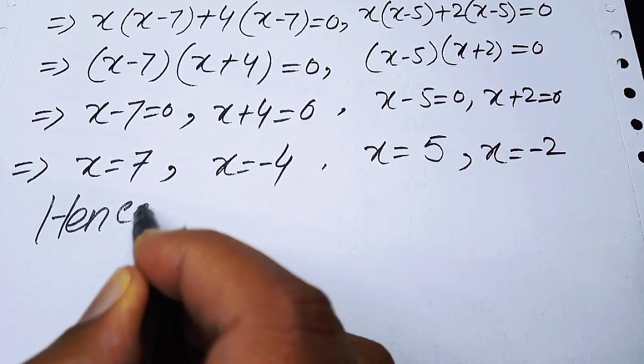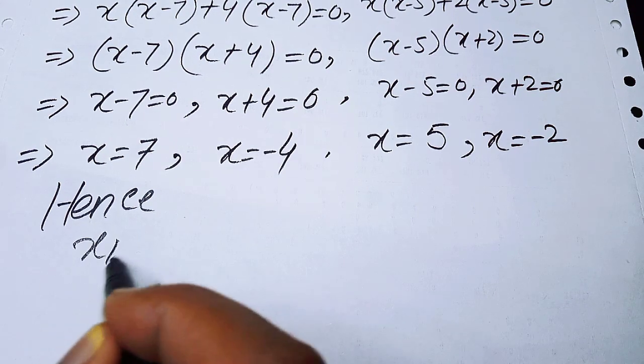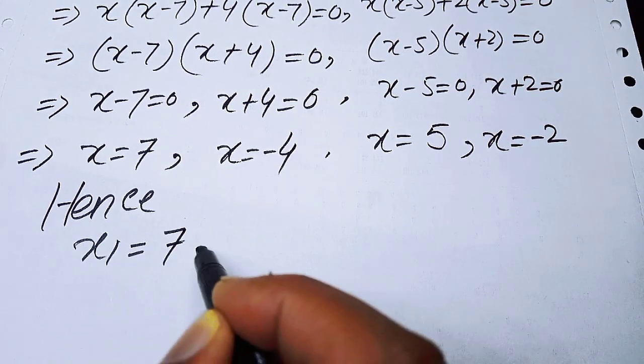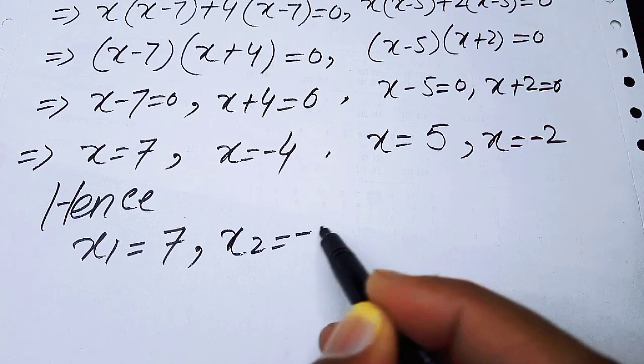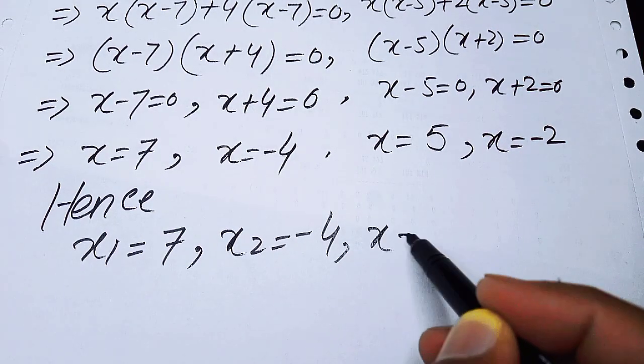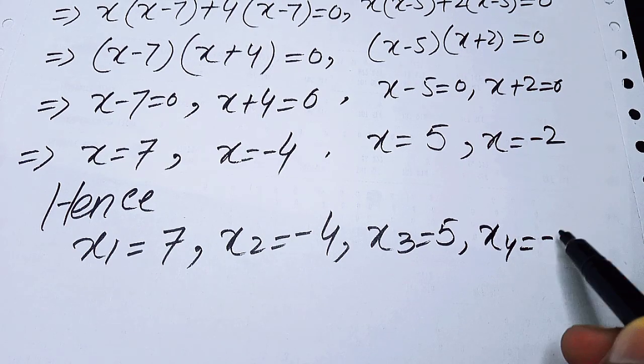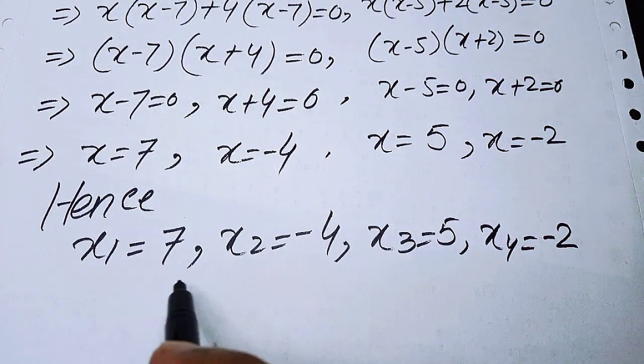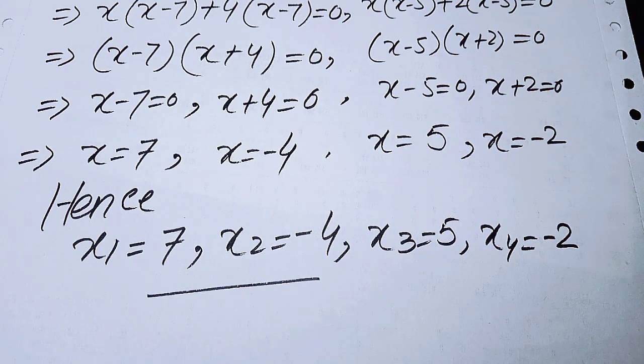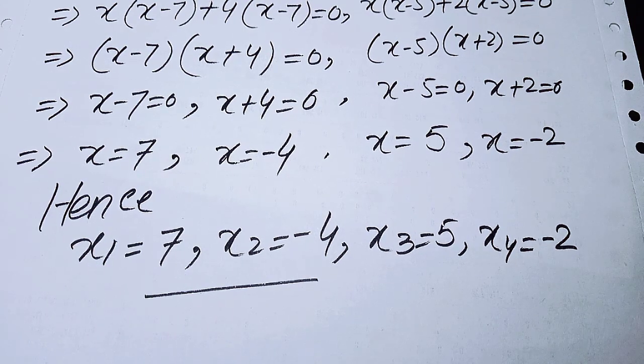So that finally we get the four roots of the given equation: x1 is equal to 7, x2 is equal to -4, x3 is equal to 5, and x4 is equal to -2. These are the four solutions of the given equation.